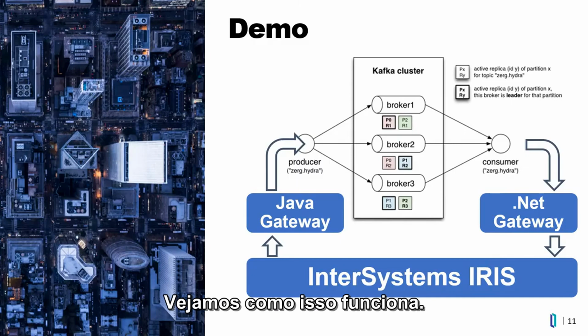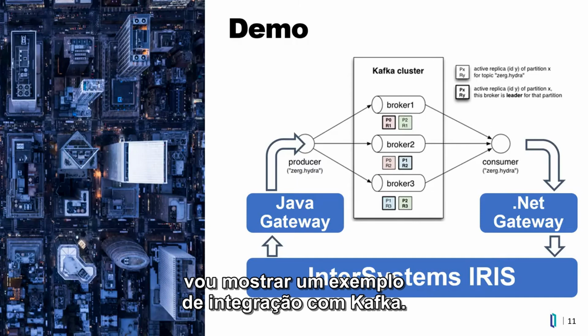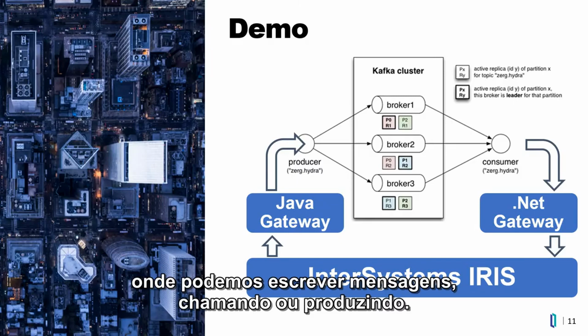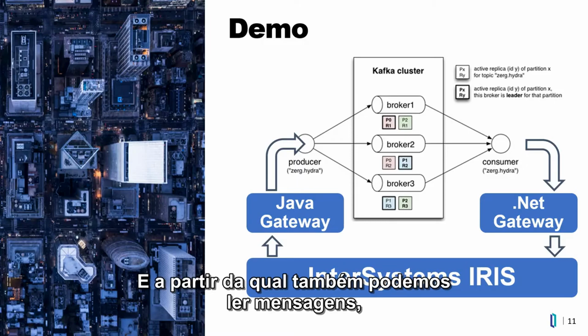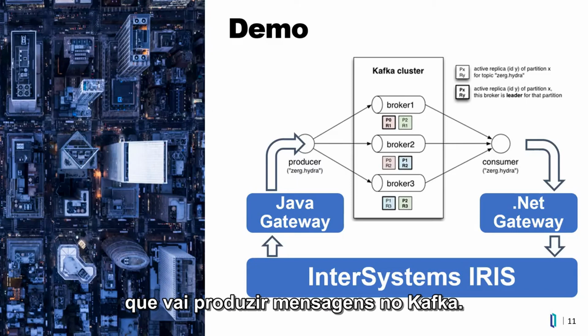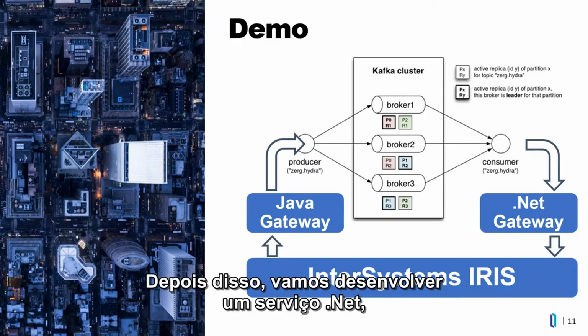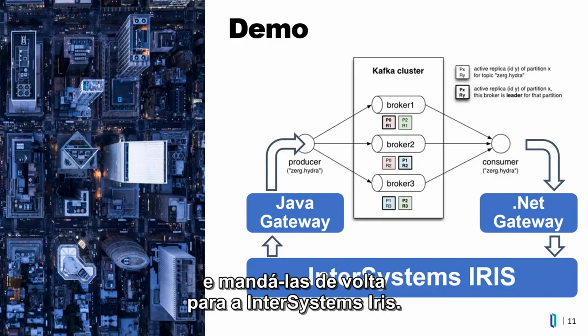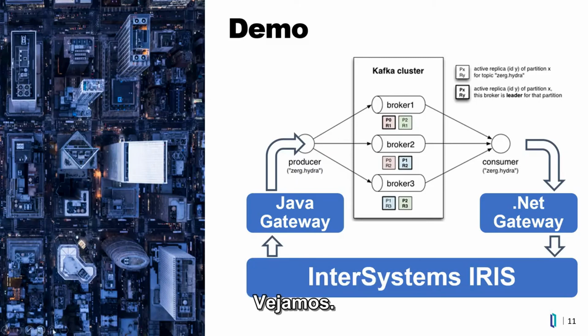Let's see how it works. For our demo, I'll show you a sample integration with Kafka. Kafka is a message queue containing queues called topics, into which we can write messages, called producing messages, and from which we can read messages, which is called consuming. We'll write a Java business operation which would produce messages into Kafka, and after that we'll develop a .NET service which would consume messages from Kafka and send them back to InterSystems IRIS. Let's see it.